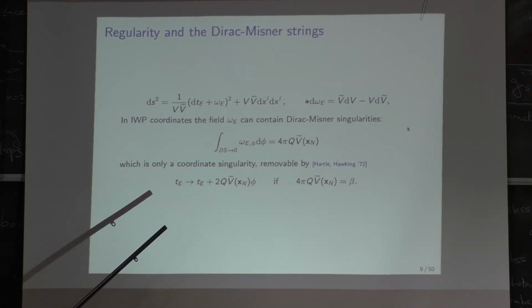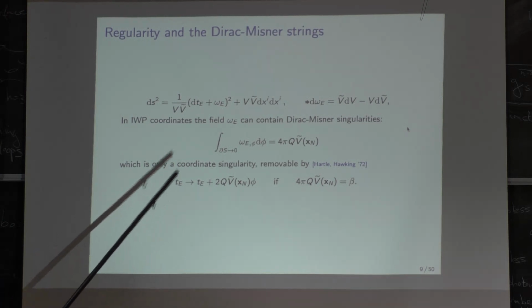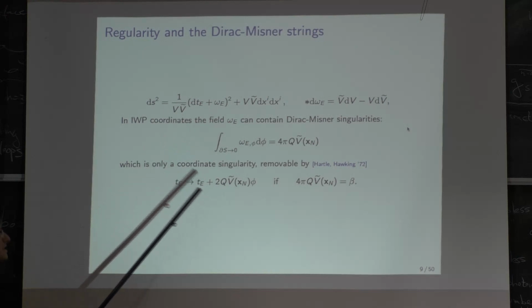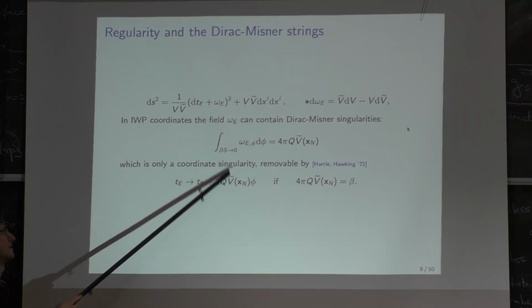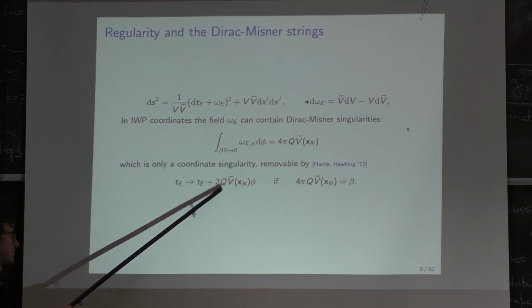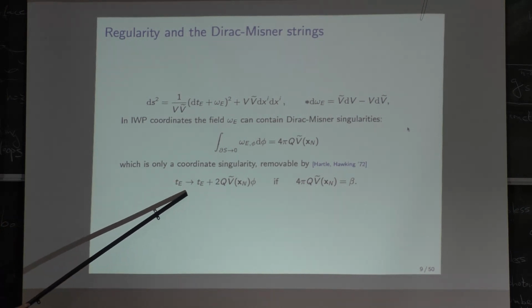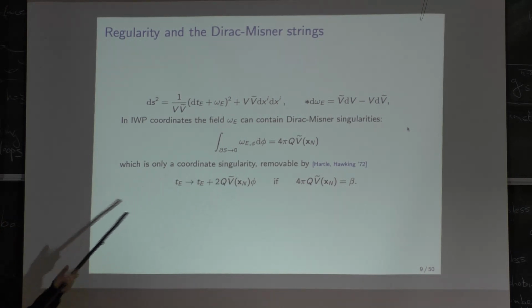So to make sure that the geometry is smooth, we have to make sure that this singularity that we naively see in this one-form field omega is only a coordinate singularity and does not lead to any actual curvature singularities in the geometry. It turns out that you can remove this Dirac string simply by performing a shift of the Euclidean time coordinate in the direction of the angular coordinate around this Dirac string.